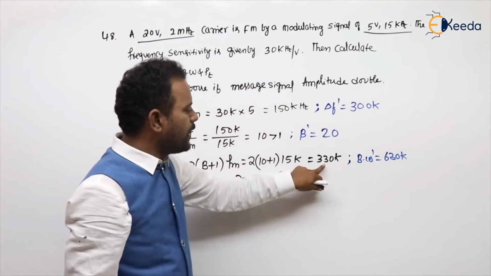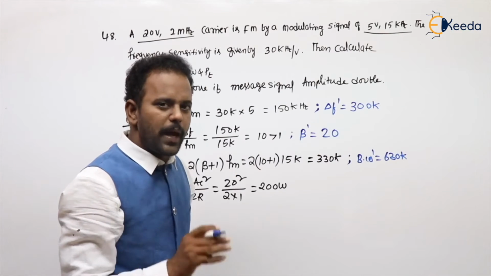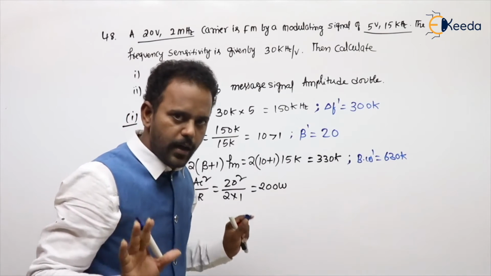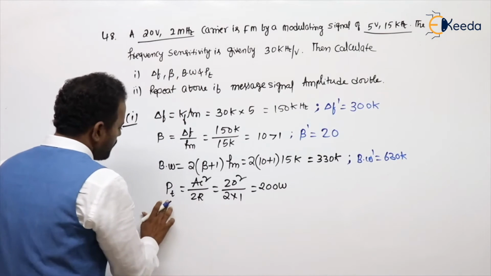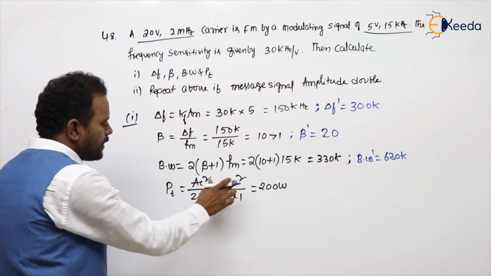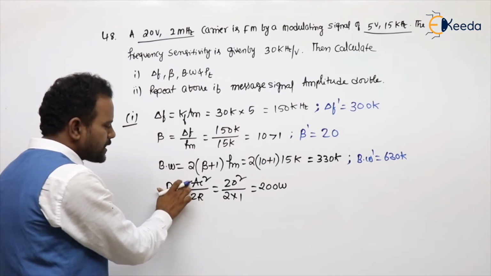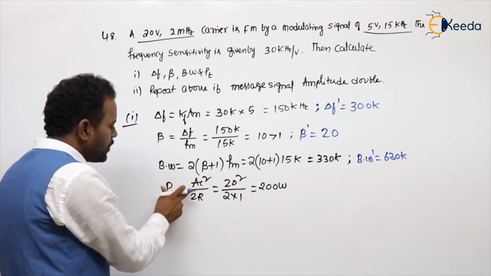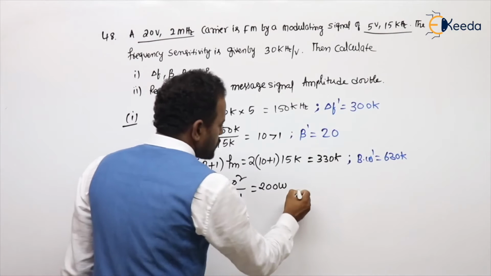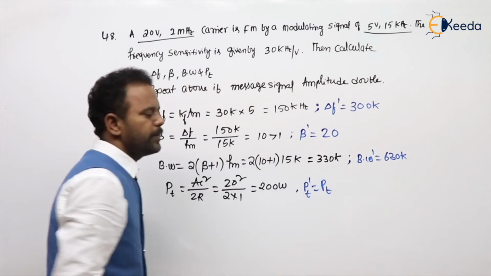Double means actually it has to come 660, but you got 630 only. Means bandwidth increases but not doubled. Come to the power requirement. Here any AM is there? No. Only it's depending upon AC. If AM changes or even FM changes also, no change in the power. So I can say PT dash is also equal to PT only.